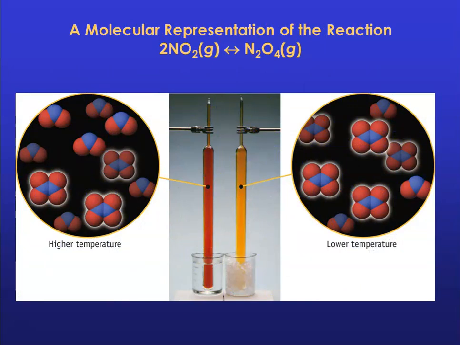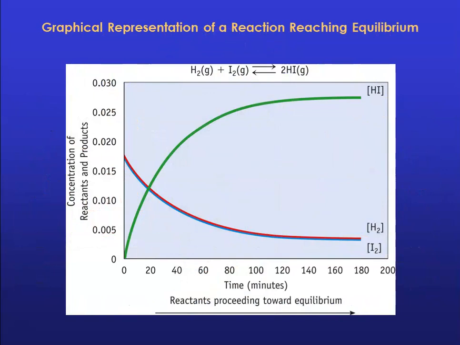So here you see between nitrogen dioxide and dinitrogen tetroxide that depending on the temperature, you will see one form. When you're at a higher temperature, we see more NO2s, and when you're at a lower temperature, we see more of the N2O4s. But you have both present.